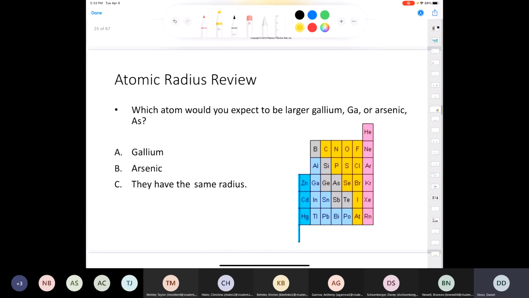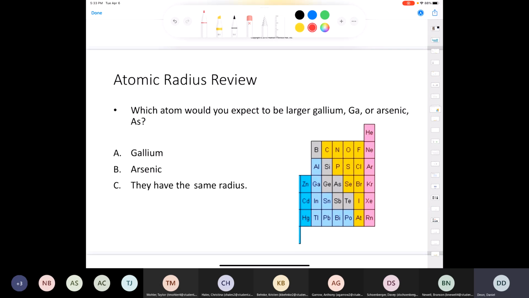If you're wondering, what kind of question could you ask me about this? Here you go. I gave you a little chunk of the periodic table, and it just asks you, which would you expect to be the largest element? So we've got gallium or arsenic. Could anybody predict which one of these would be the biggest one, the largest element, biggest atomic radius?